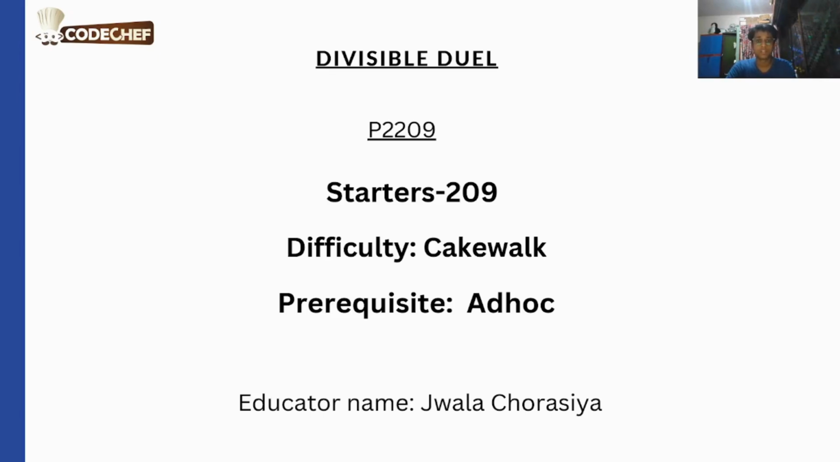The name of the problem is Divisible Duel and the problem code is P2209. The difficulty rating of the problem is cakewalk and the prerequisite is ad hoc. Let's start with reading the problem statement over here.